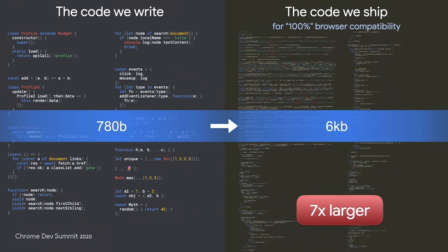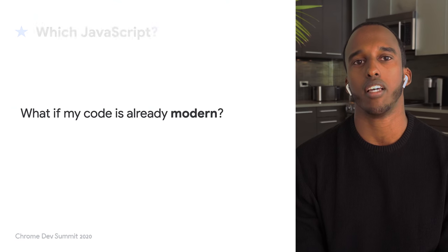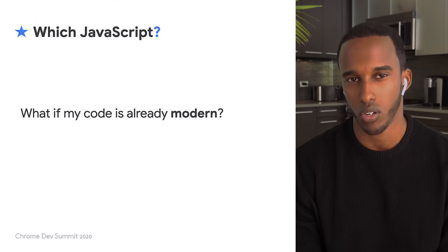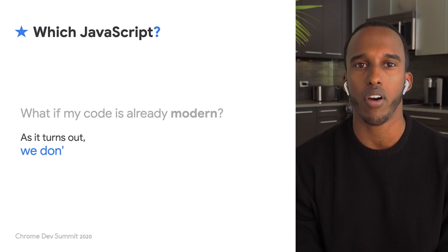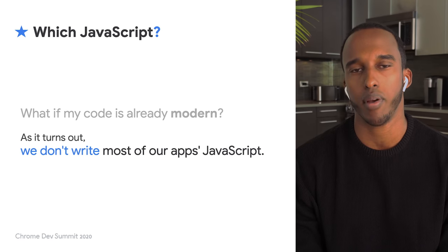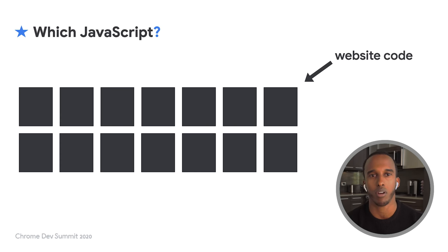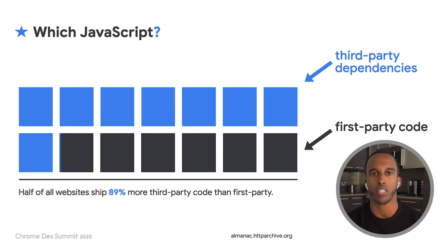Now, we know that the code on the left here works in 95% of browsers, and a lot of us are already writing modern code like this. So it's tempting to say, well, that's fine, I'll just ship that modern code that I wrote to browsers. Well, you can think that you can change all the code in your application, but if we actually take a step back and look at what makes up our website code, we'll find that the majority of our code base comes from third-party dependencies. Data from HTTP Archive shows that half of all websites ship almost 90% more third-party code than first-party.